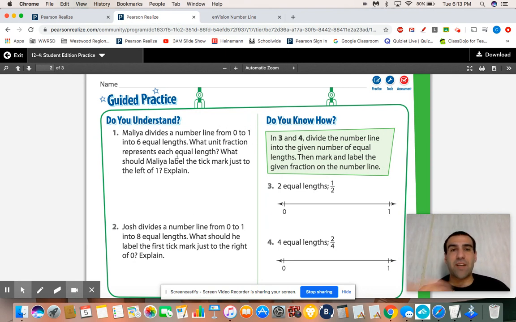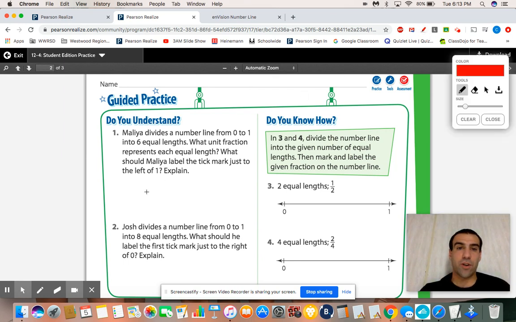So it says Mila divides a number line from 0 to 1 into 6 equal parts. Okay, before I even read the rest of this, I know that I'm going to have a number line with 6 equal parts. So Mr. M is going to draw his number line. Now, don't make fun of my number line. I can't draw that well. The only thing I draw quite well is stick figures, my class will tell you.